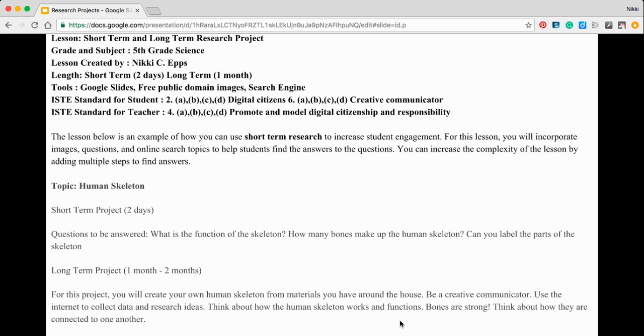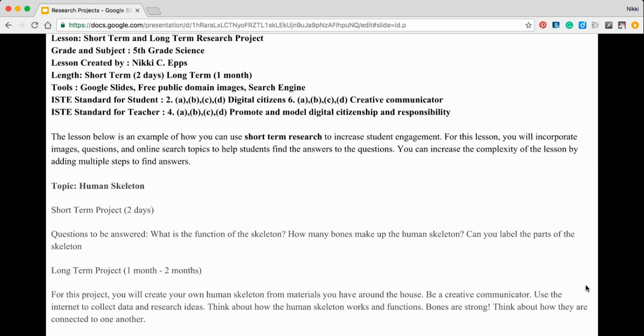So with the short-term project, we're looking at 1 to 2 days, and you can have the student find answers to these questions. For example, what's the function of the skeleton? How many bones make up the human skeleton? Can you label the parts of the skeleton? You can give them a worksheet and have them label the parts.